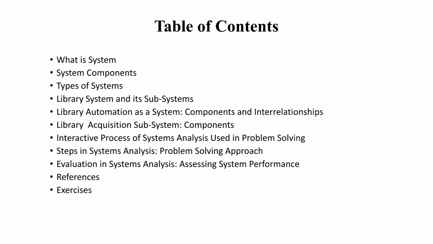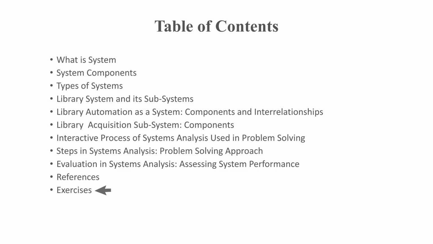Now, what are the topics that will be covered in this unit, library as a system? What is a system, system components, types of systems, library system and its subsystems, library automation as a system, its components and interrelationships, library acquisition, its subsystem and its components, interactive process of system analysis and evaluation of system analysis. Now, there will be some references and some exercises given.